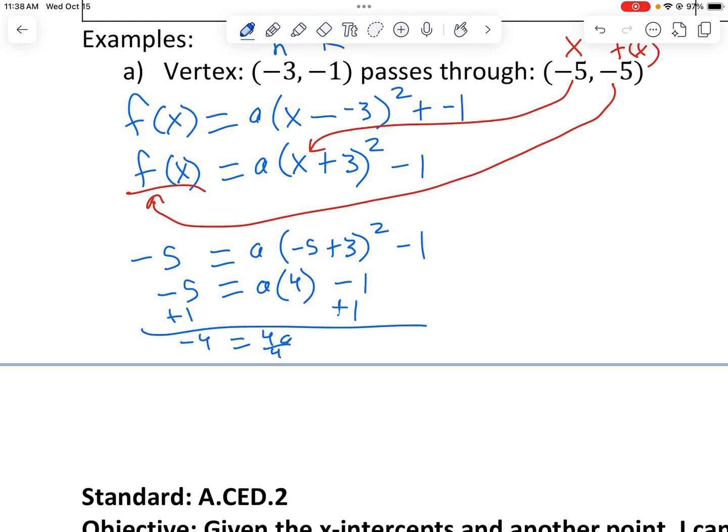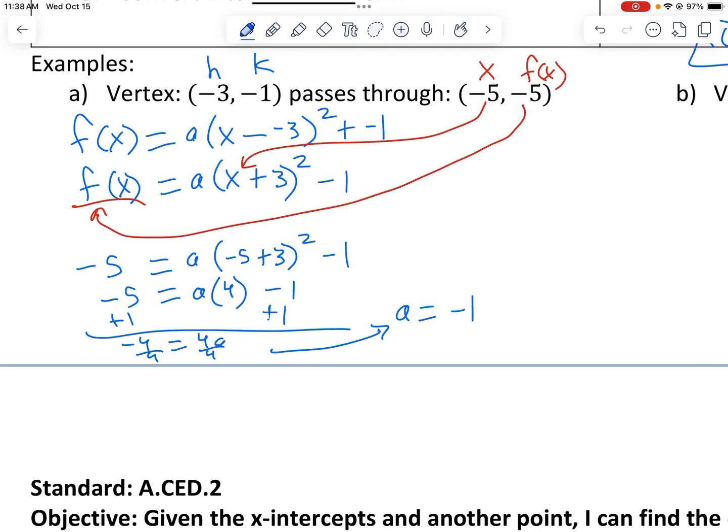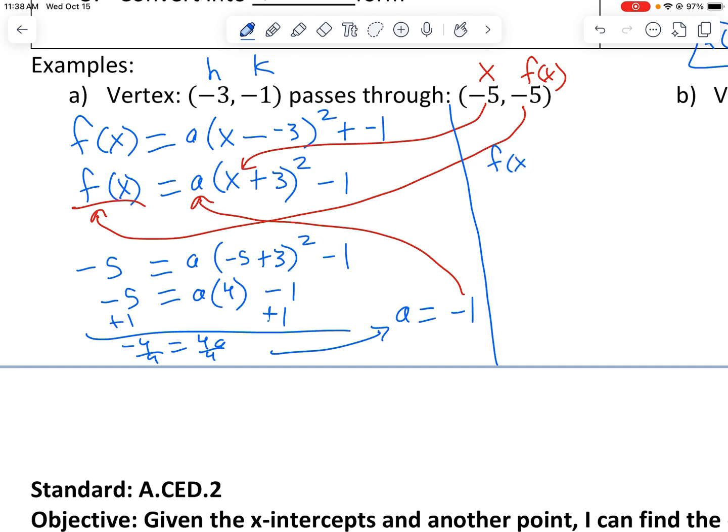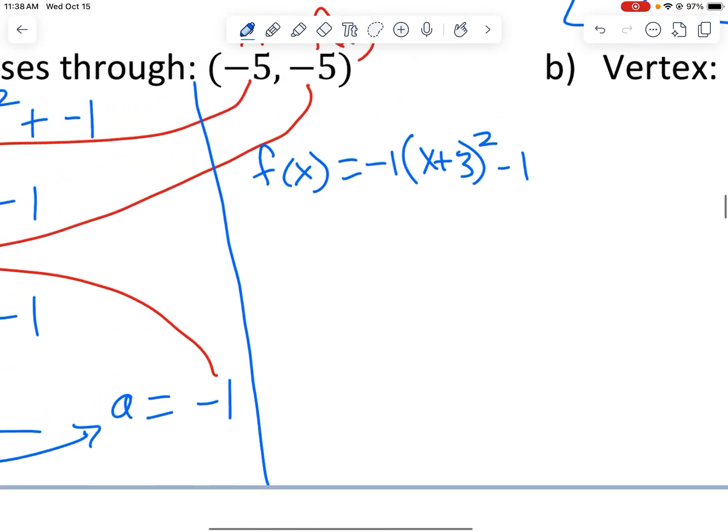And let's divide by the 4. And I got that a equals negative 1. Cool. So I got my a value. I'm now going to take this and put it back into my vertex form and write out what that all comes out to be. So I'm going to draw a little line here, separate things. I got f of x equals negative 1 times x plus 3 squared minus 1. Okay, this is the vertex form.